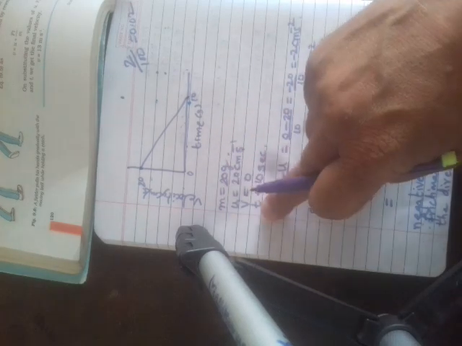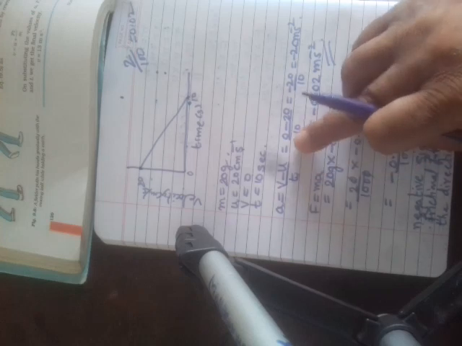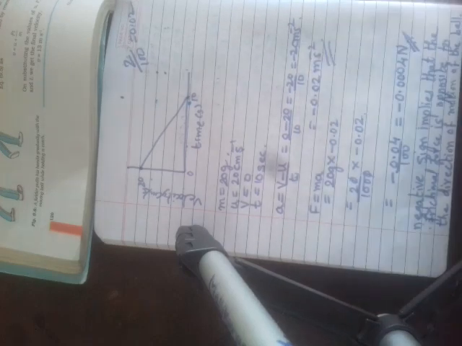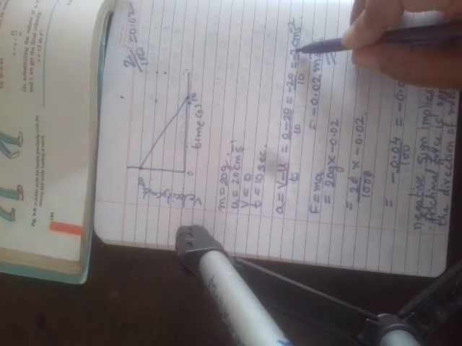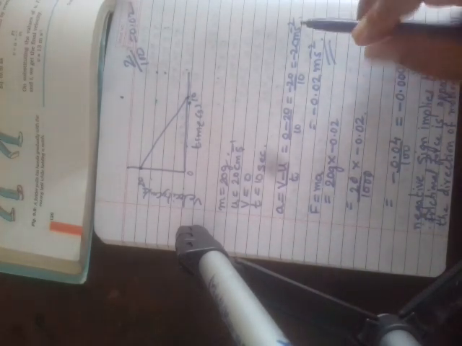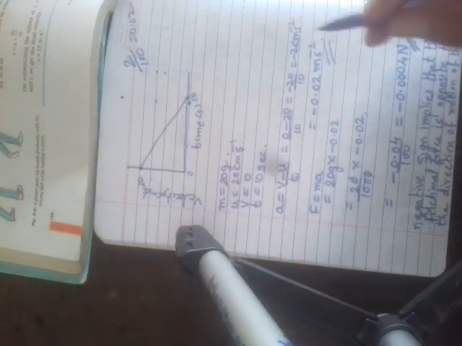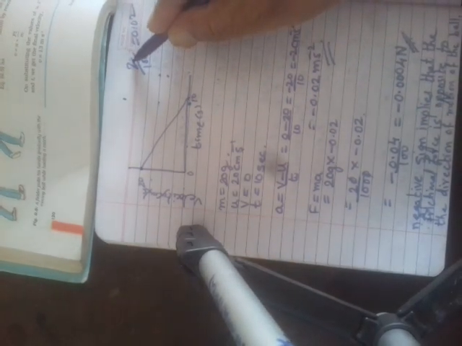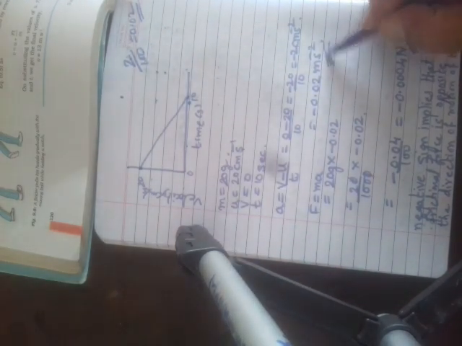Mass is 20 grams. Time taken, if you see here, is 10 seconds. You know a is equal to v minus u upon t. So 0 minus 20 upon 10. It becomes minus 20 by 10, the 0s cancel. Minus 2 centimeters per second square. And you know 1 meter is equal to 100 centimeters. So to convert 2 centimeters into meters, you have to divide by 100. If you divide this by 100, you get 0.02 meters per second square. 2 by 100 is 0.02. That's what I have done here.